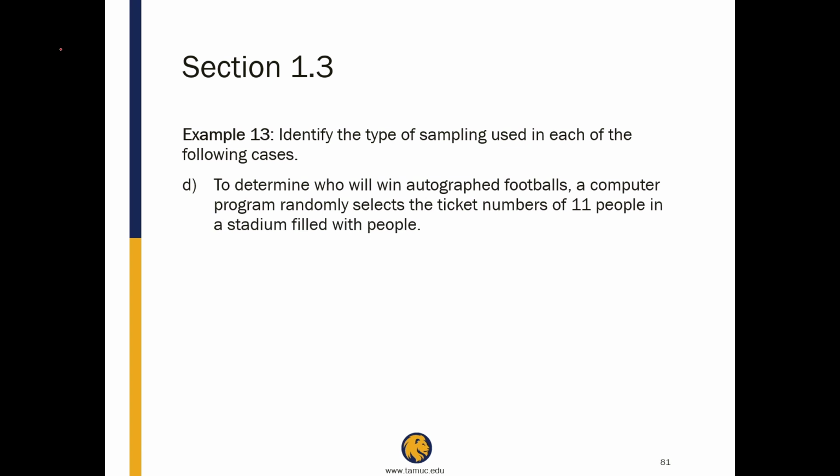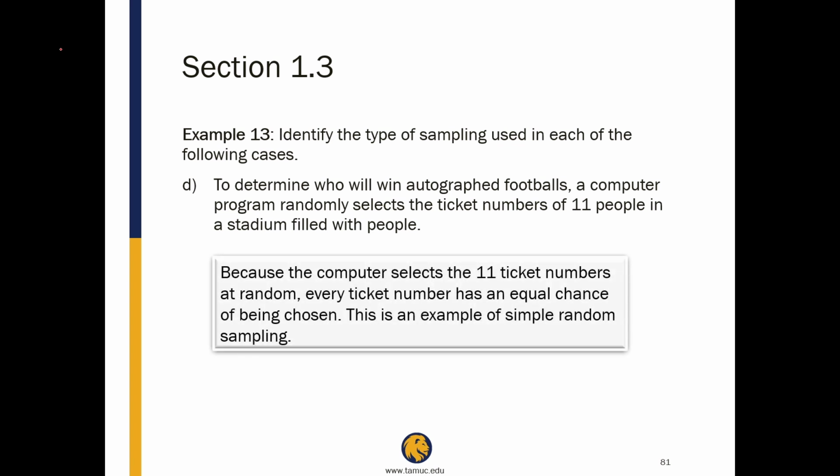And then the next one says, to determine who will win an autographed football, a computer program randomly selects the ticket numbers of 11 people in a stadium filled with people. There's no real system here. It's just a matter of randomly picking them out from a giant list. So because it's selected at random and every ticket number has an equal chance of being selected, this would just be called simple random sampling.